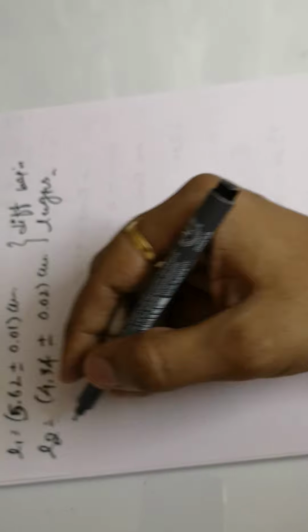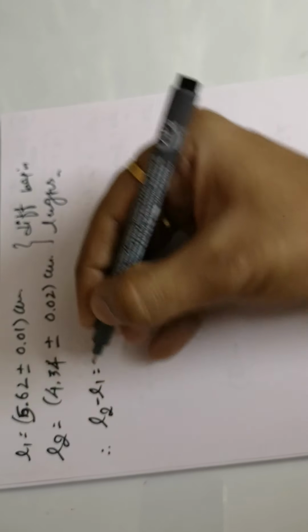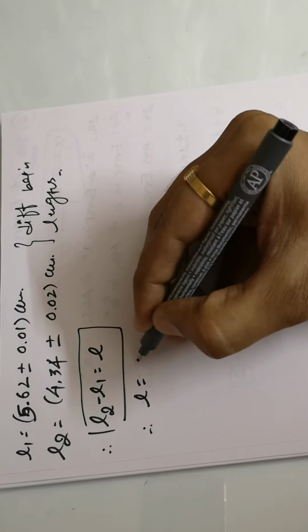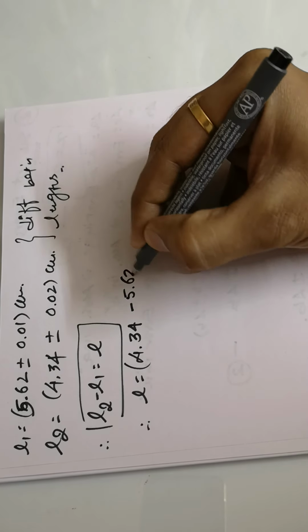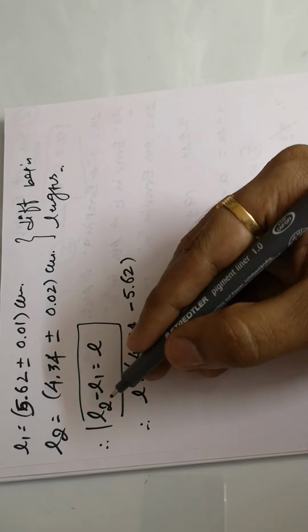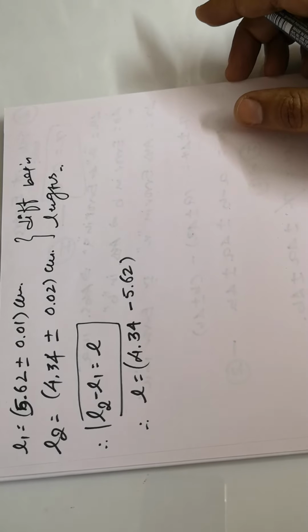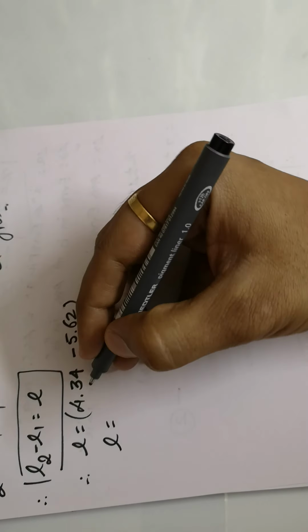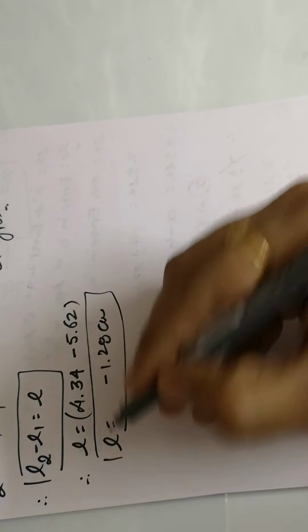So what we are doing is mentioning that normally L2 minus L1 is called L. So I am just placing their values: L equals 4.34 minus 5.62. In the real part you can go for addition, multiplication or subtraction, but in the error part there is only one rule, that we only add them together. So we have L equals minus 1.28 centimeter. This is called the real subtraction.